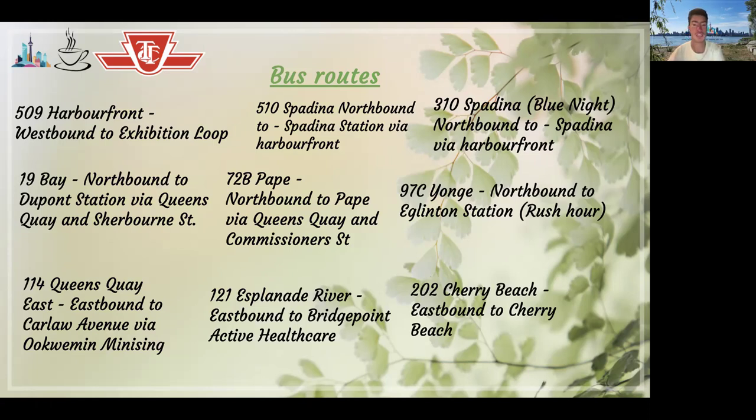And just in case you want to take the bus so you don't have to waste your time all the time on the subway, you can take the 97C Yonge, which will take you to Eglinton Station during rush hours as well. The 114 Queensway takes you eastbound to Carlaw Avenue, and the 121 Esplanade-River goes eastbound to Bridgepoint Active Healthcare, and the 202 Cherry Beach will take you eastbound directly to Cherry Beach.